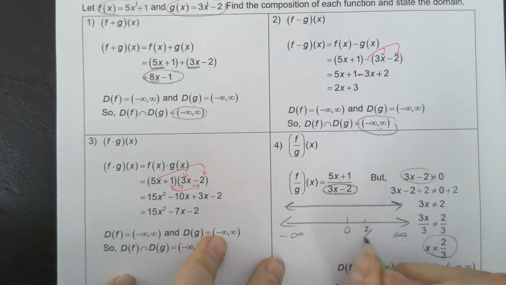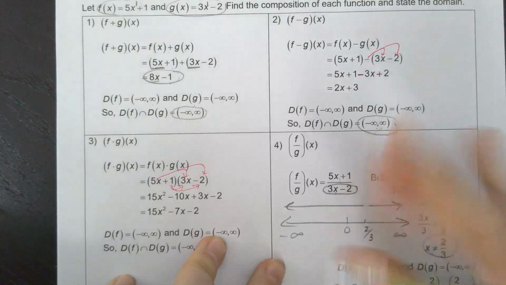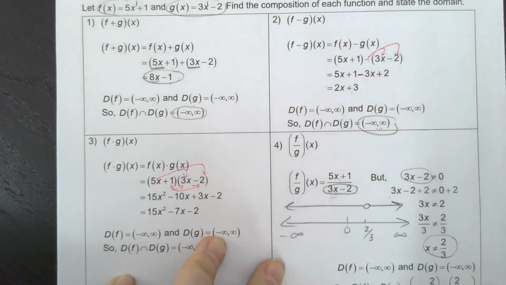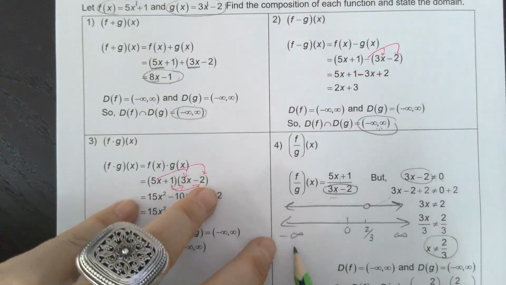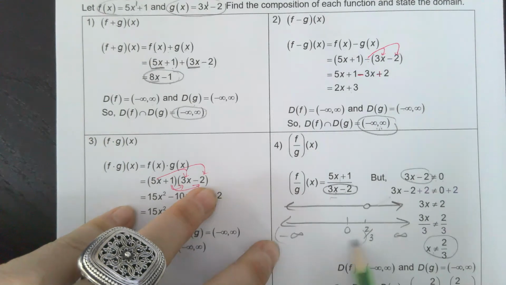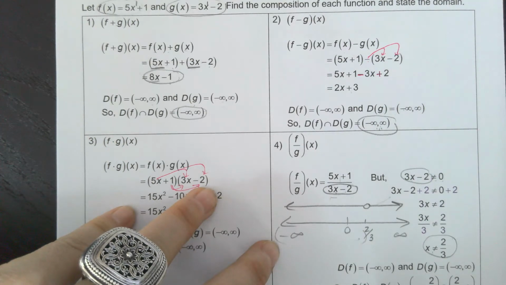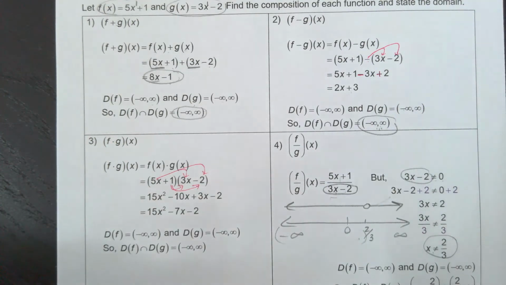So at 2/3 right here, I have to say there's a hole. We cannot allow x to be 2/3. So then I say my domain is going to be from negative infinity to 2/3, and put that, I think that should be union. I made a mistake there. And then the other side should be 2/3 to infinity. And I use round brackets because it cannot be equal to 2/3. There's a hole, so these have to be round brackets. Okay, so it's like all real numbers, but not 2/3.